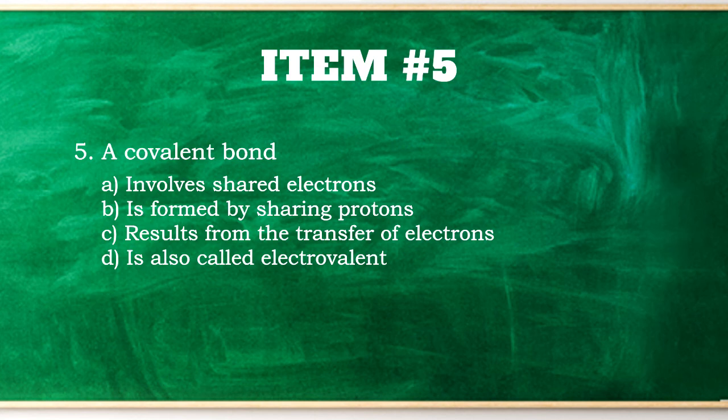I repeat, a covalent bond: letter A, involves shared electrons. Letter B, is formed by sharing protons. Letter C, results from the transfer of electrons. Letter D, it is also called electrovalent.